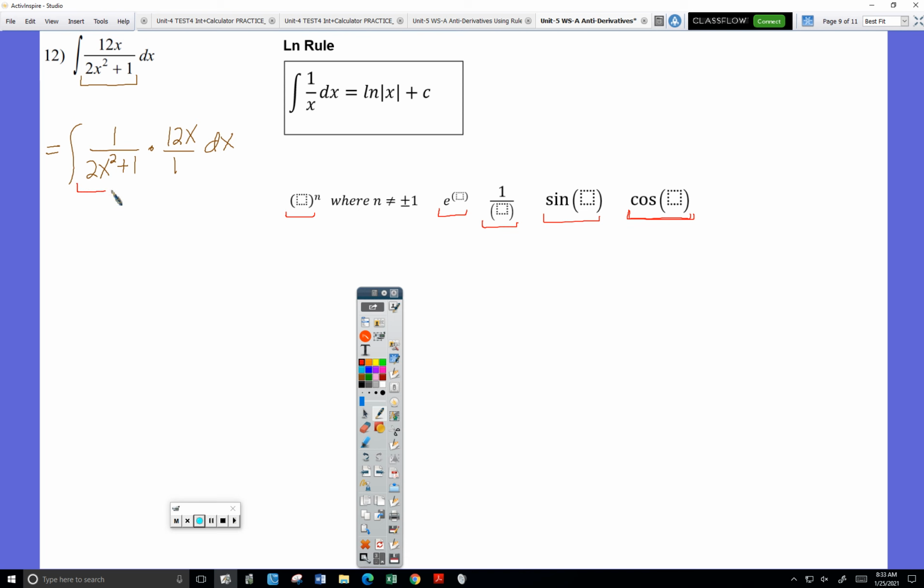this fits the pattern of 1 over something. This fits the pattern of something to a number, because remember the 12 is a constant. I really should have gotten that out in the beginning so I don't have to worry about it. So really what I have here is 12 multiplied by the antiderivative of 1 over something. Something in this case is 2x squared plus 1. Multiplied by simply x over 1, which would be something to a number.